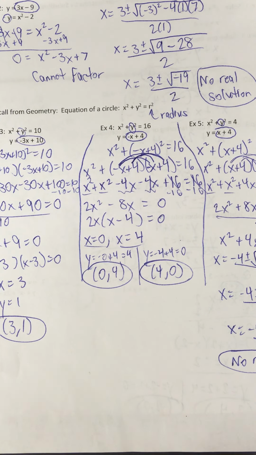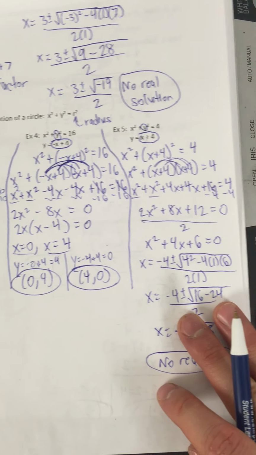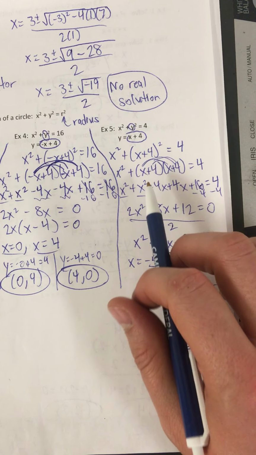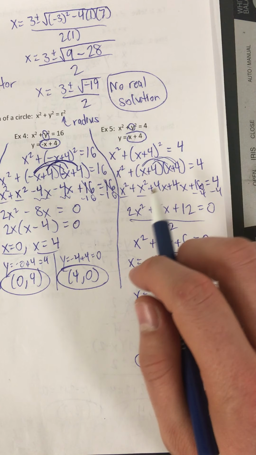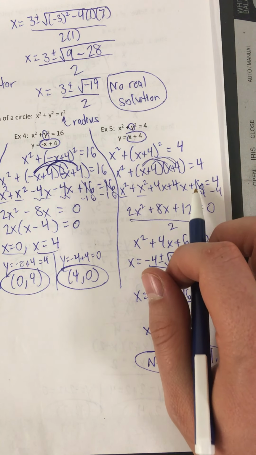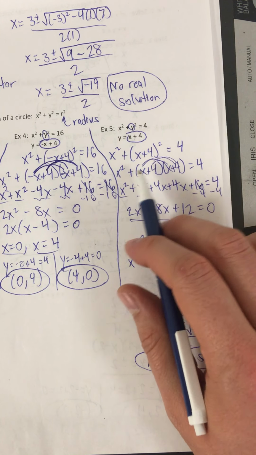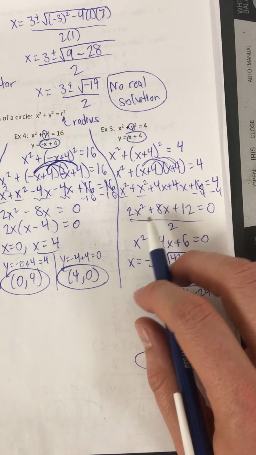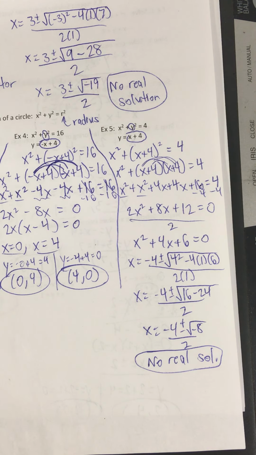And then similar problem here with example 5. Plug in that x plus 4 in place of y. X plus 4 squared, so x plus 4 times x plus 4. I bring that x squared down. I'm going to have x squared plus 4x plus 16 equals 4. Combine your like terms and get it equal to 0. Subtract that 4. So I have 2x squared plus 8x plus 12 equal to 0.